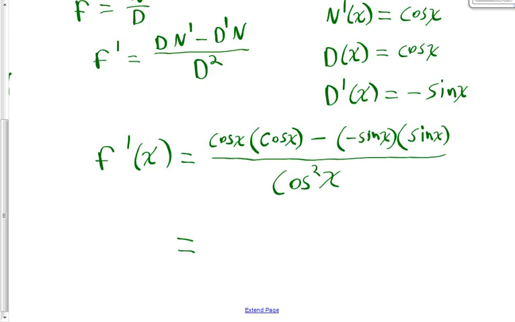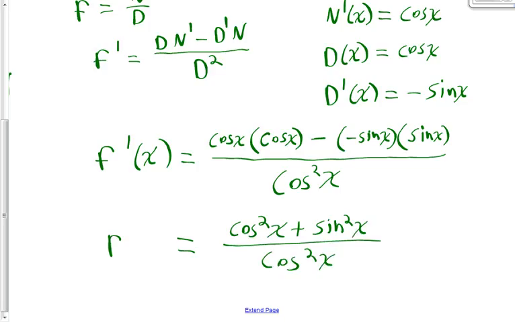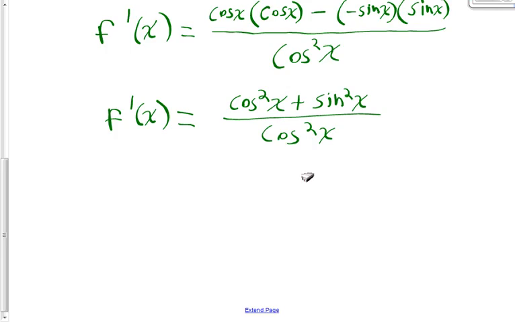All right, let's simplify this a little bit then. Cosine x times cosine x is cosine squared of x. A negative times a negative would be plus, and this would be sine squared of x, all divided by the cosine squared of x. Now, there are a couple ways that you might think about simplifying this, but I'm going to simplify it using the Pythagorean identity. The Pythagorean identity says that sine squared x plus cosine squared x is equal to 1. So this becomes 1 over the cosine squared of x. That's the derivative of the tangent.